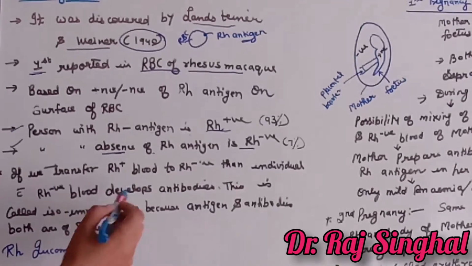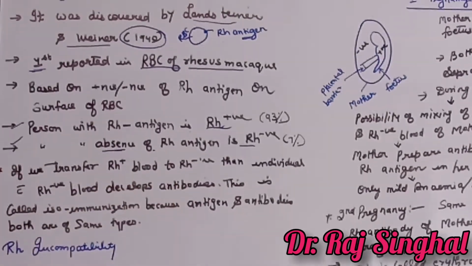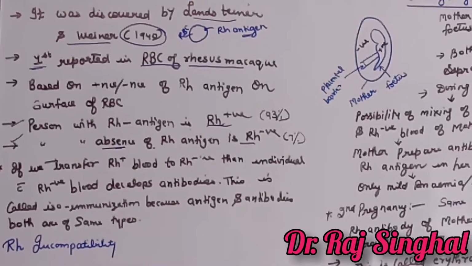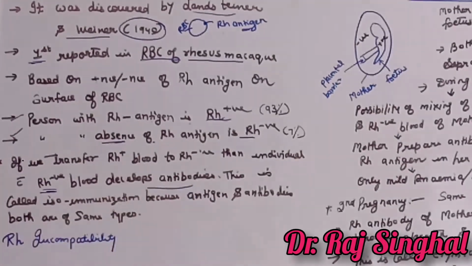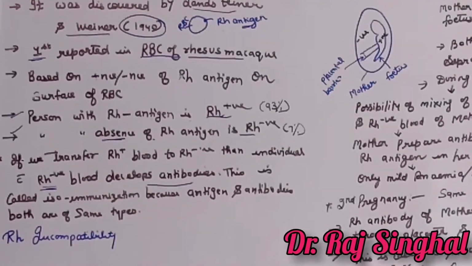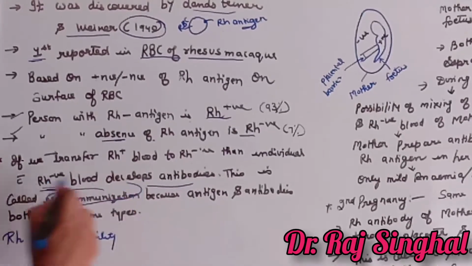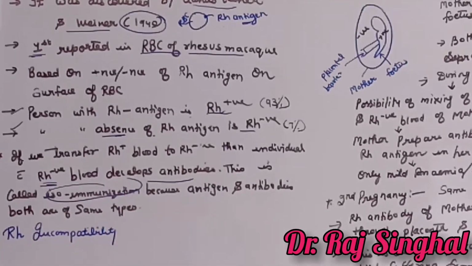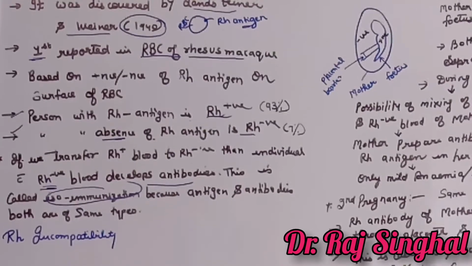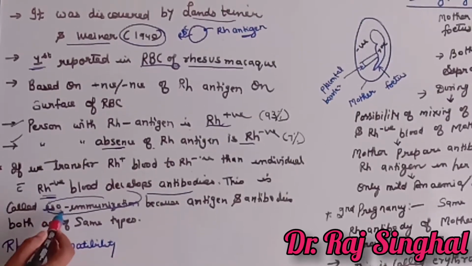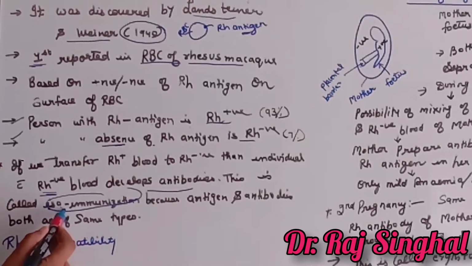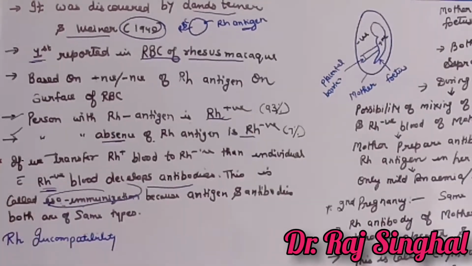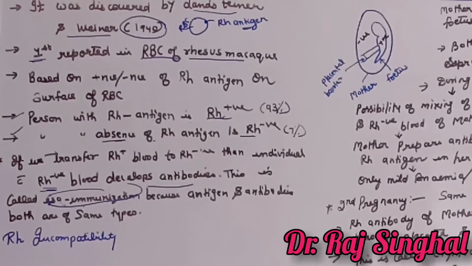If we transfer RH positive blood to an RH negative individual, then the individual with the RH negative blood develops antibodies. This is known as isoimmunization, because antigen and antibodies both are of the same type. That is why we call it iso. Iso means same. So antigen and antibodies are of the same type and it is known as isoimmunization type.